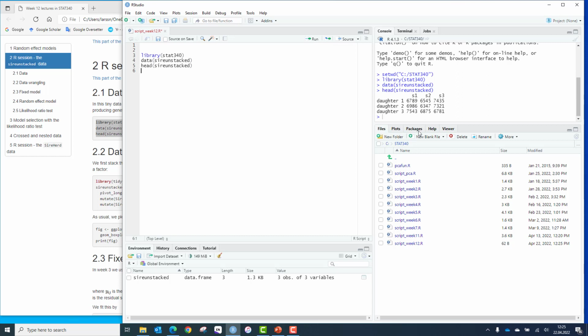Here we can see the data set, and it's only 3 rows because this data set is stored in a bad way, I would say. This is not tidy data. Here we have the sires, sire 1, 2, and 3, and for each sire there are 3 daughters, 1, 2, and 3. And here is the milk production for daughter 1 of sire 1, milk production for daughter 2 of sire 1, and so on. So each sire has its daughters, right?